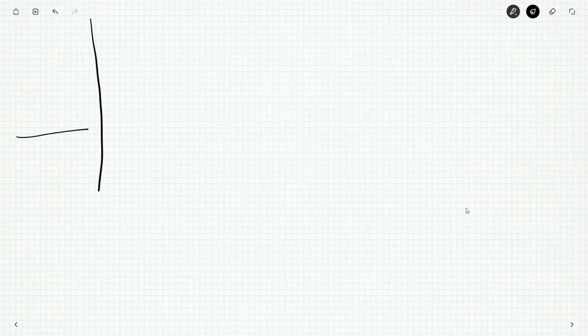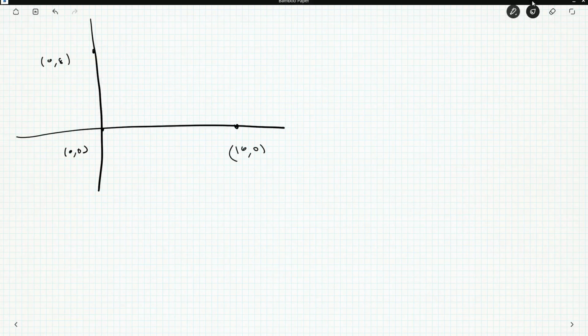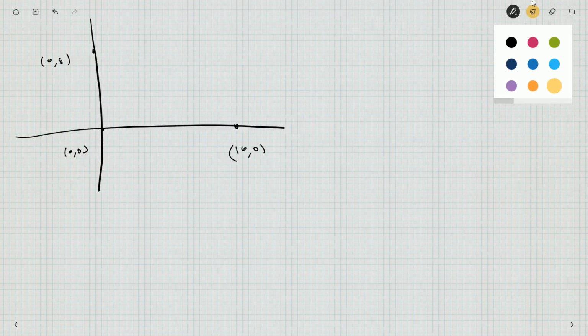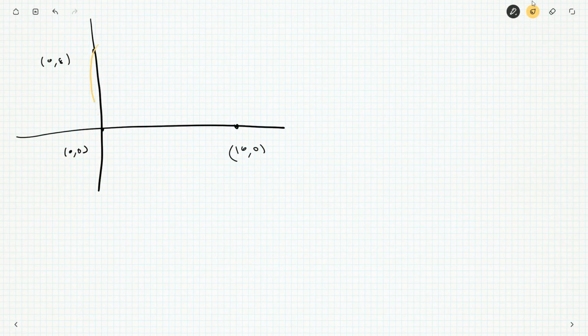So we could draw a very quick picture here. We have (10, 0), so that'd be over here, and (0, 8), that'll be up here. We also pass through the origin. Let's draw sort of what our circle might look like. Maybe we can make it a little rounder there. But the circle passes through here.